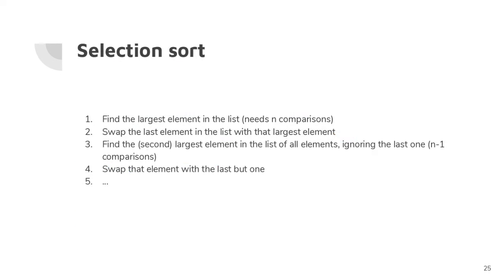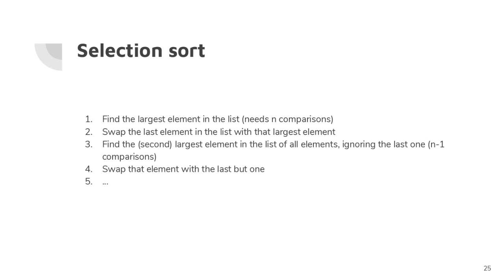So that's selection sort. We find the largest element in the list. That requires n comparisons for a list with n elements. We swap the last element in the list with the largest element. Swapping means just changing in the array, swapping the values between those two indexes. Then that's the first iteration.